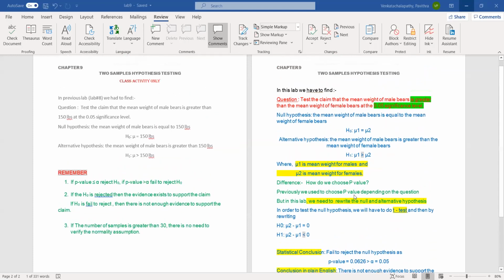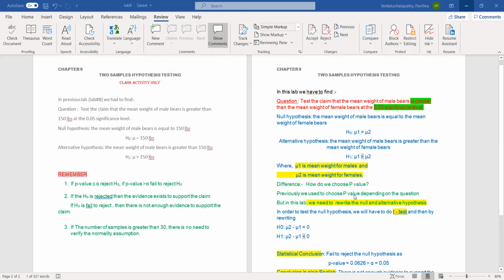Okay, we'll be doing the class activity question in this video, and in my next video, I will be doing the assignment questions. Got it? Okay, let's do it. The question in the lab manual says that we have to test the claim that the mean weight of male bass is greater than female bass.